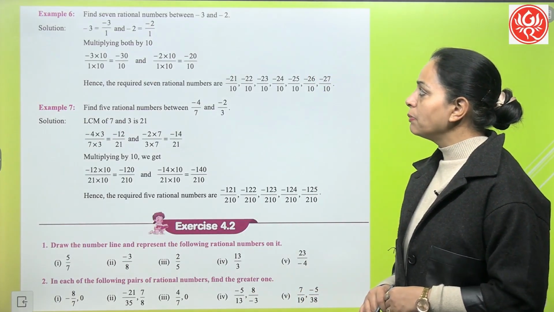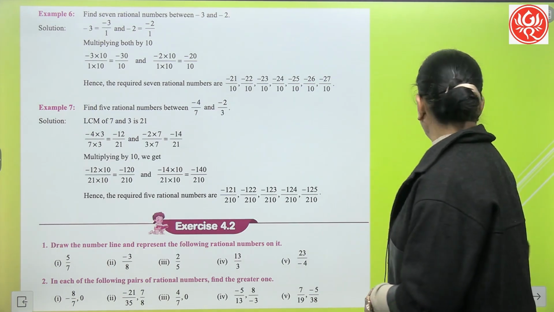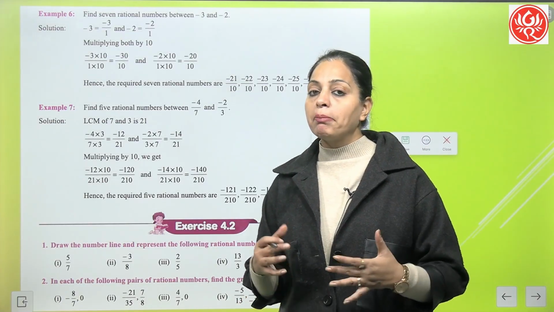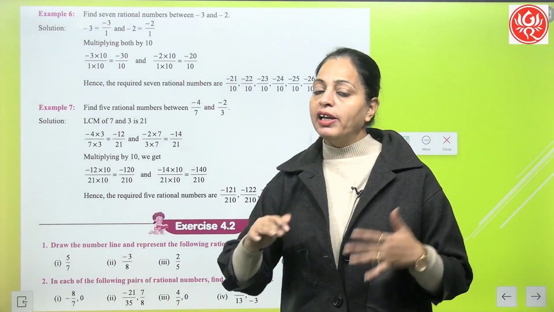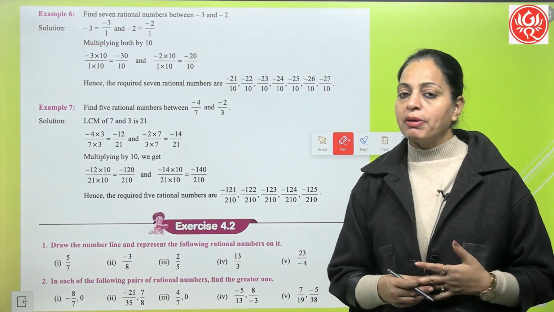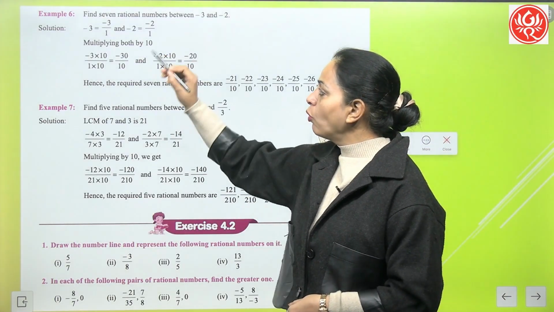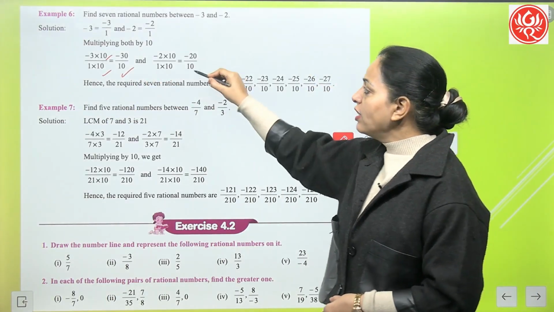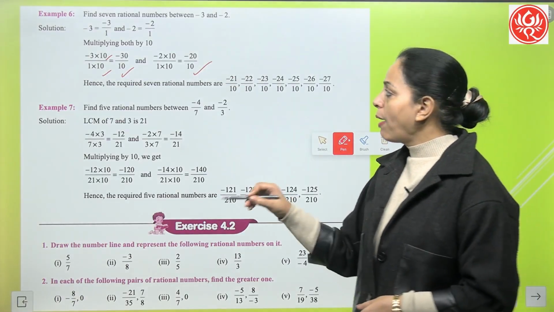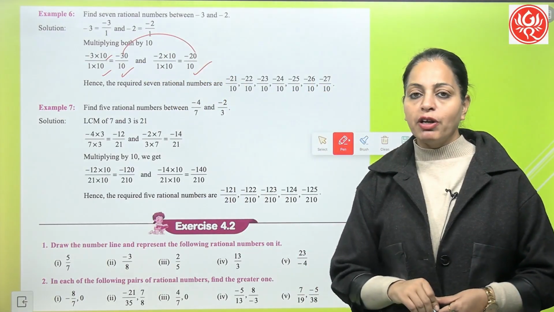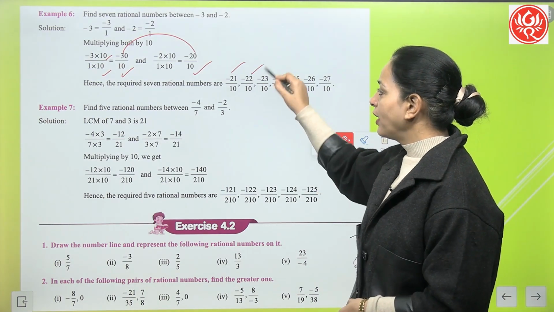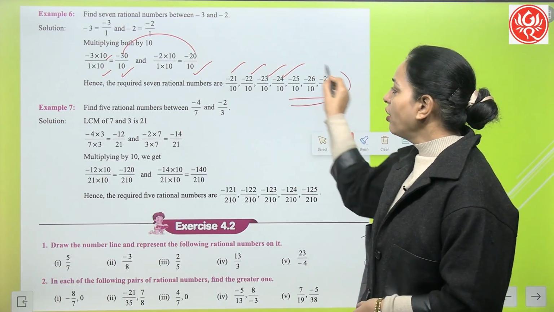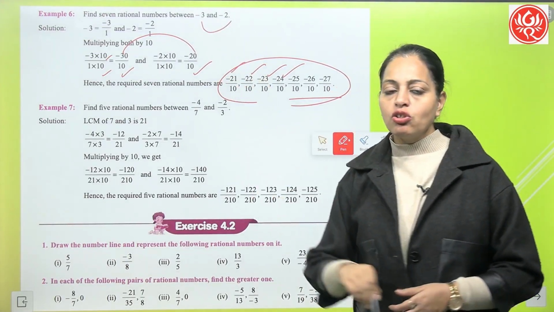Find 7 rational numbers between -3 and -2. Now what will we do? There is nothing in their denominators. How do we find numbers between -3 and -2? We will take any denominator. You can multiply by 10, you can multiply by 20. So here multiply both by 10. So -3 into 10, 1 into 10. So -30/10. And this becomes -20/10. Now you see which numbers are between -30 and -20: -21, -22, -23, -24, like this. So these are the rational numbers between these two rational numbers.